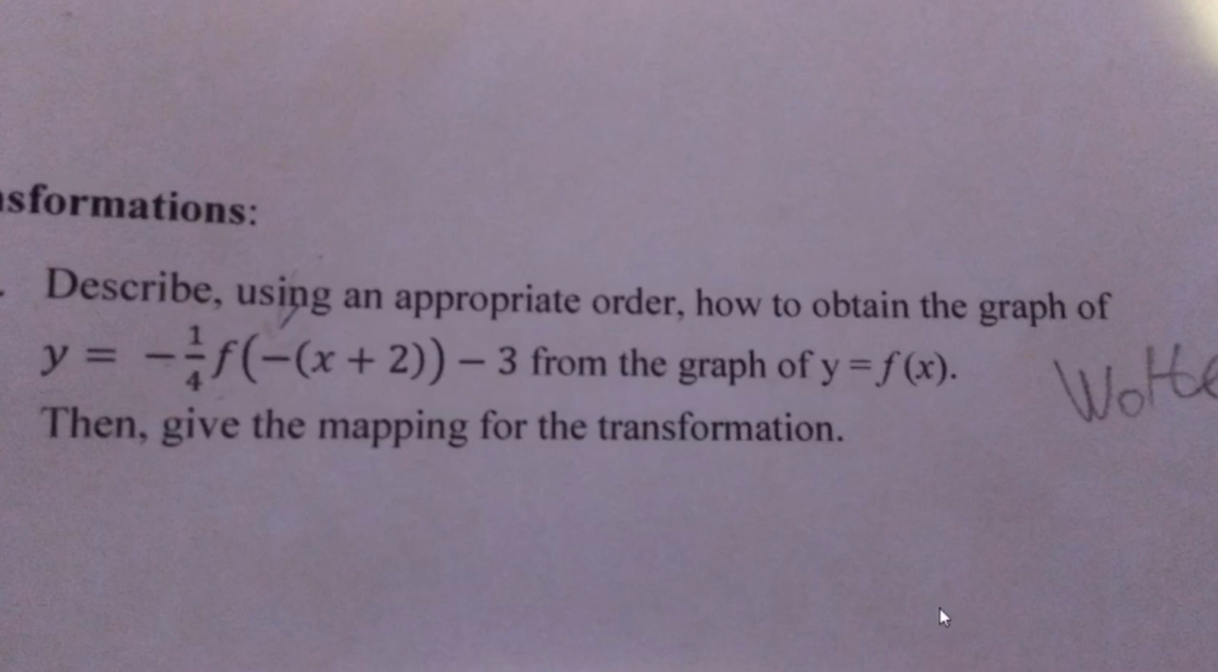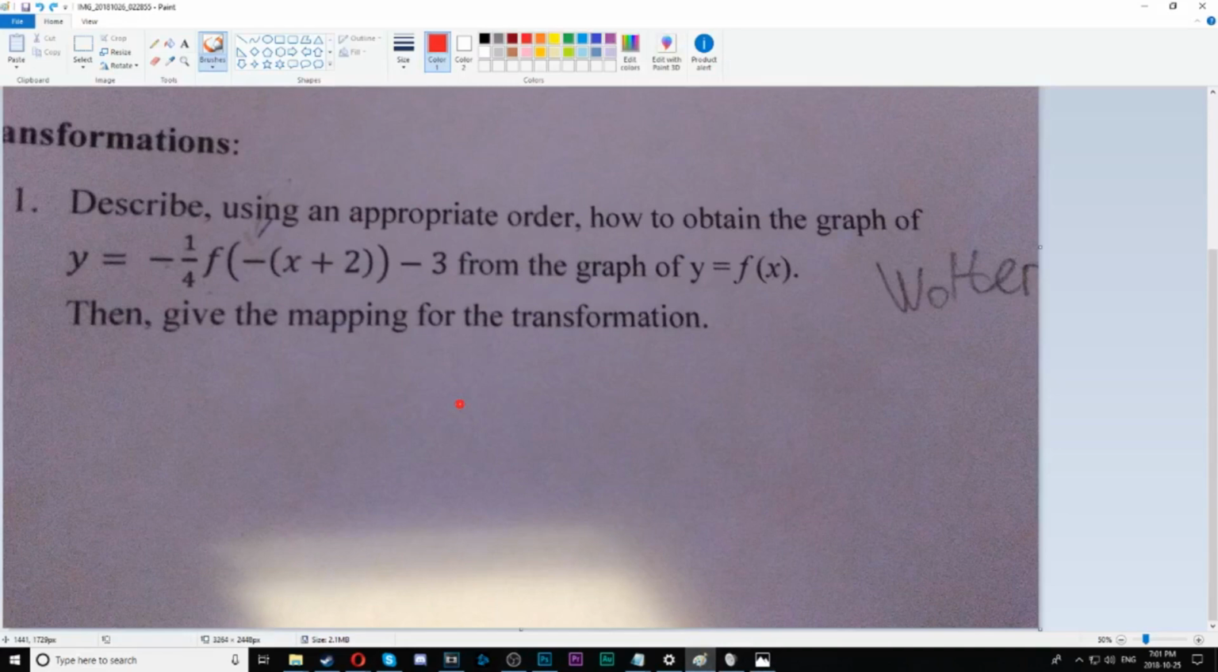So the question is, describe using an appropriate order how to obtain the graph of y equals -1/4 f(-(x + 2)) - 3 from the graph of y equals f(x). Then give the mapping for the transformation. So I don't need to do the graph or sketch, I just need to show how to obtain this graph from y equals f(x). So yeah, there's some rules that we need to follow.